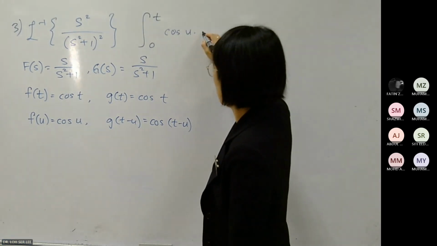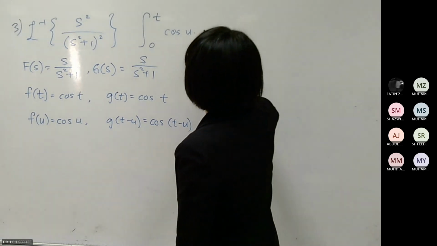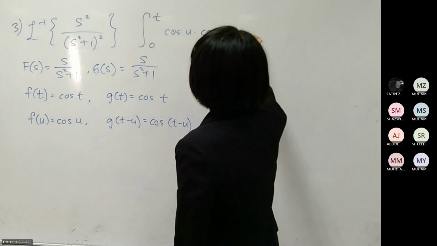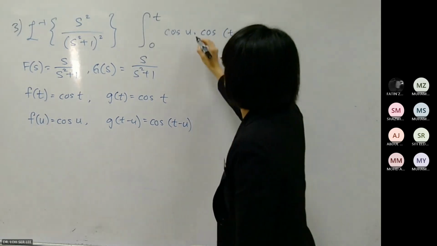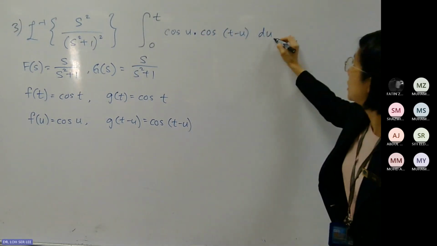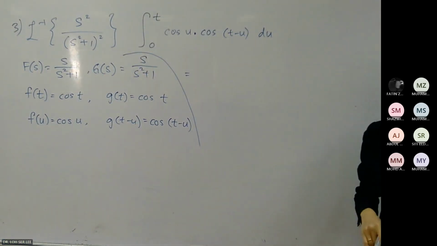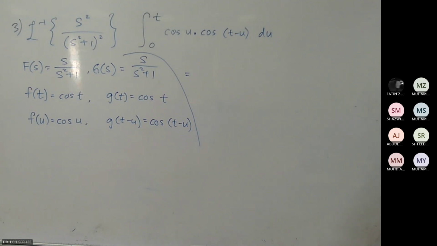Cos u and cos t minus u du. Okay, how to integrate cos times cos?